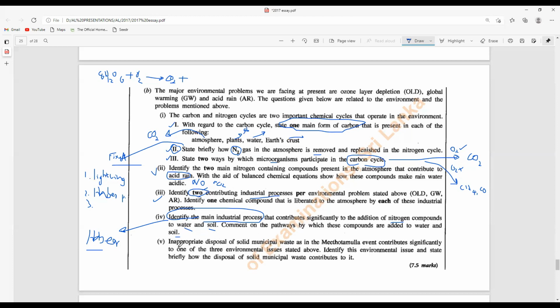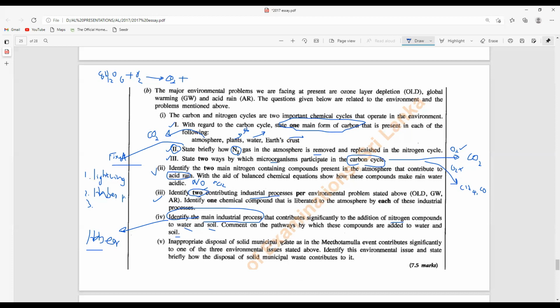Right, last one. Inappropriate disposal of solid municipal waste in a landfill contributes significantly to one of the three environmental issues stated above, right? So identify this environmental issue and state briefly how the disposal of solid municipal waste contributes to it, right? So think about this. What is actually happening here? So you have municipal waste, right? So waste might contain a lot of organic compounds, carbon compounds, right?